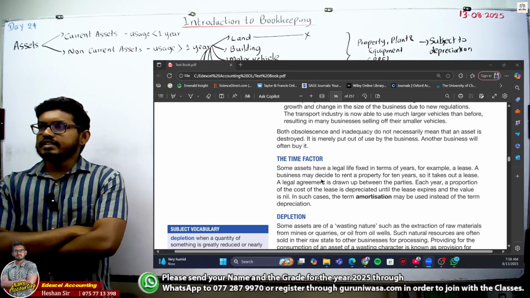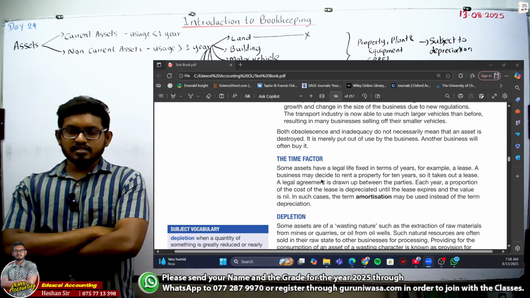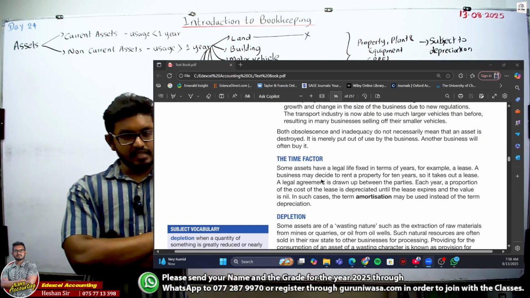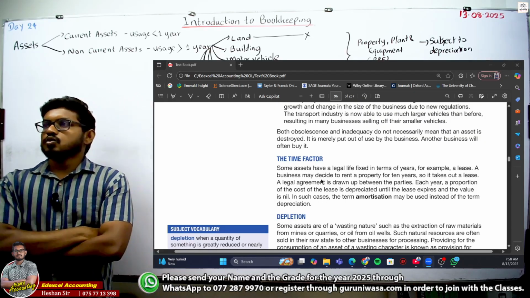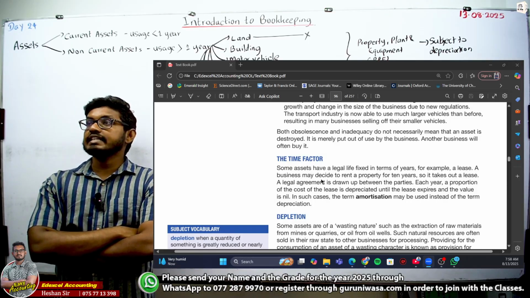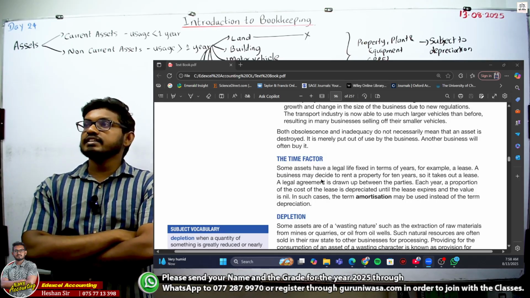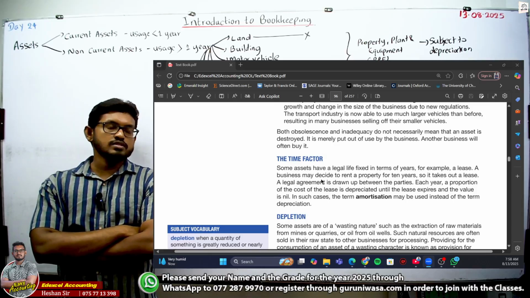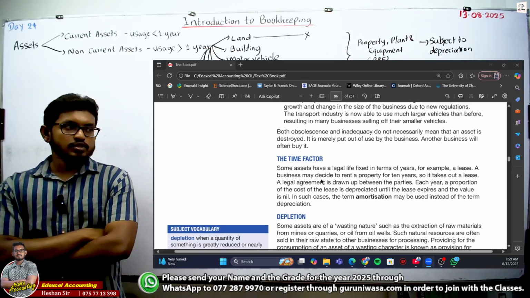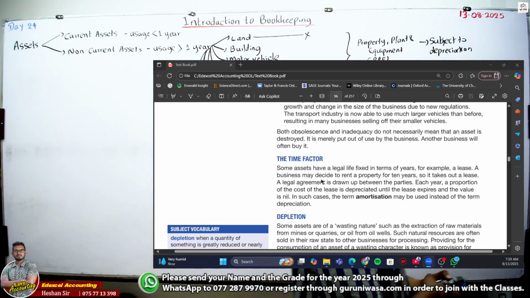There's another term called amortization. When it comes to lease, we'll understand it later. Right now, the main thing I want to tell you is that some assets have a legal life fixed in terms. It's about the lease. When you obtain a vehicle through a lease, that is where it applies, right?